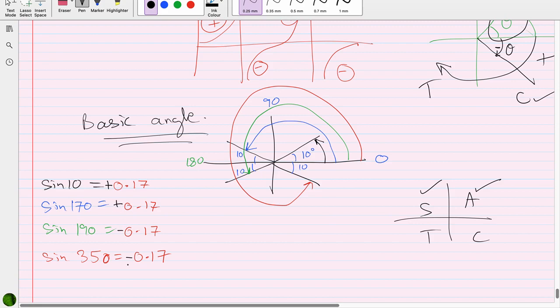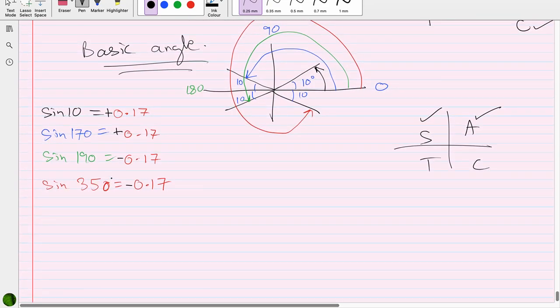Please check. Punch this in your calculator: sine 10, sine 170, sine 190, sine 350. Because the basic angle is the same. So when the basic angle is the same, the value is the same, the only difference is of positive and negative.